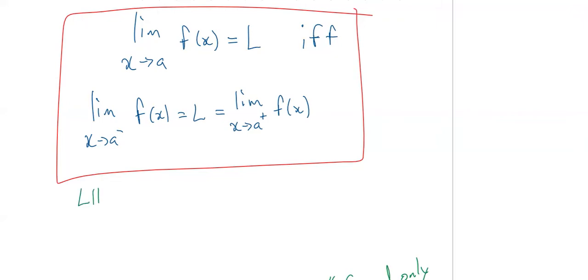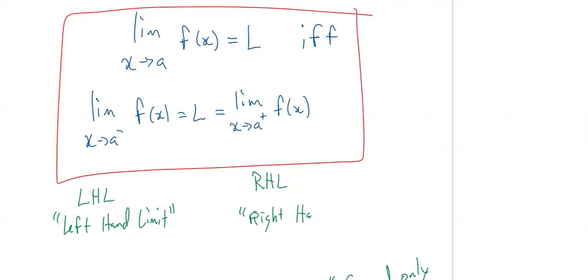We call this the left hand limit. We shorten it to LHL. So if you're approaching from the left, we call that the left hand limit. And in this one, we call it the right hand limit, or RHL.